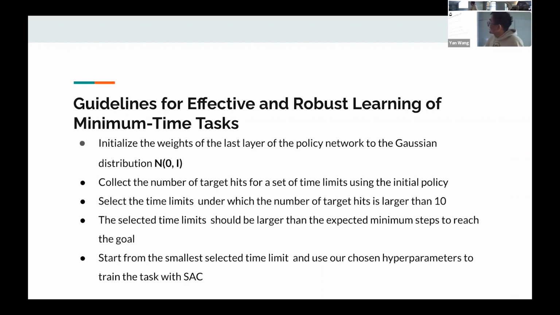Okay, so our guidelines are summarized here. First, initialize the weights of the last layer of the policy network to the Gaussian distribution, and collect the numbers of target hits for a set of time limits using the initial policy. Select the time limits under which the number of target hits is larger than 10, and then the time limit should be larger than the expected minimum steps to reach the goal state. Start from the smallest selected time limit, and use our chosen hyperparameters to train the task with stack.